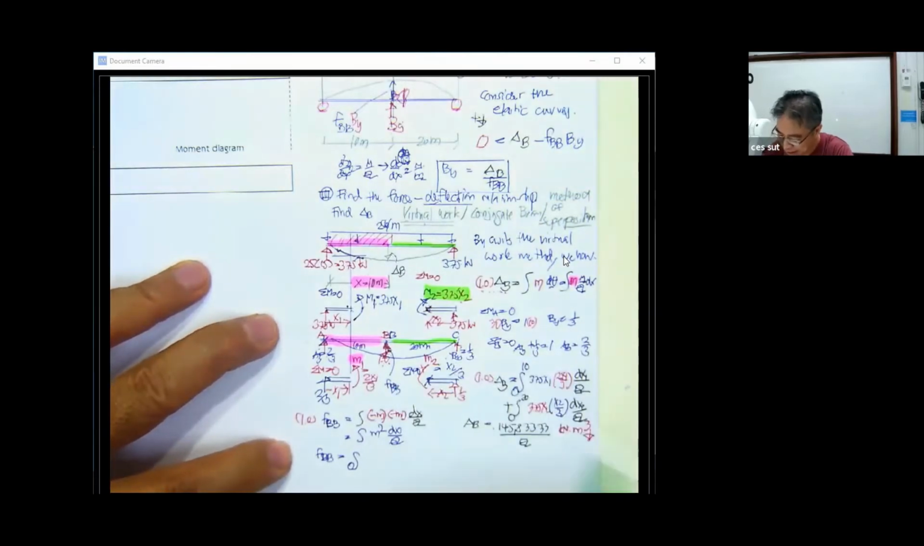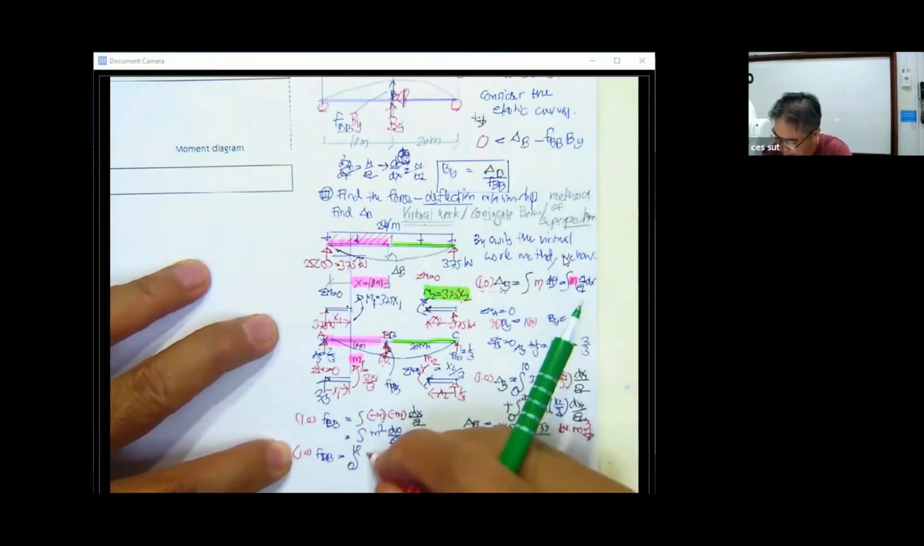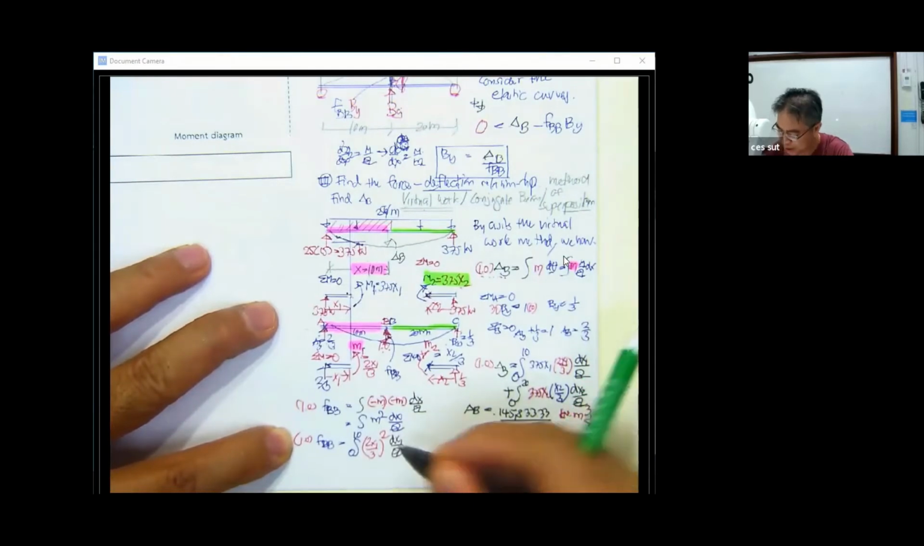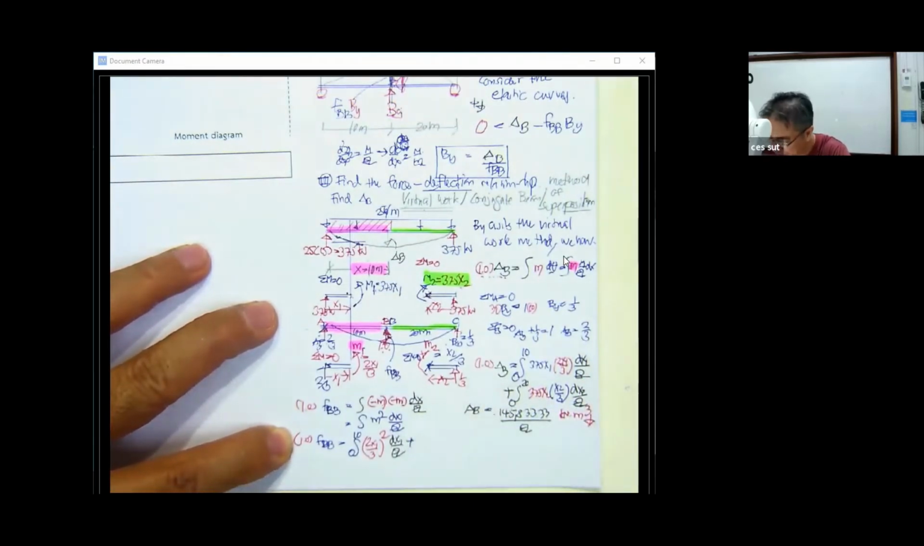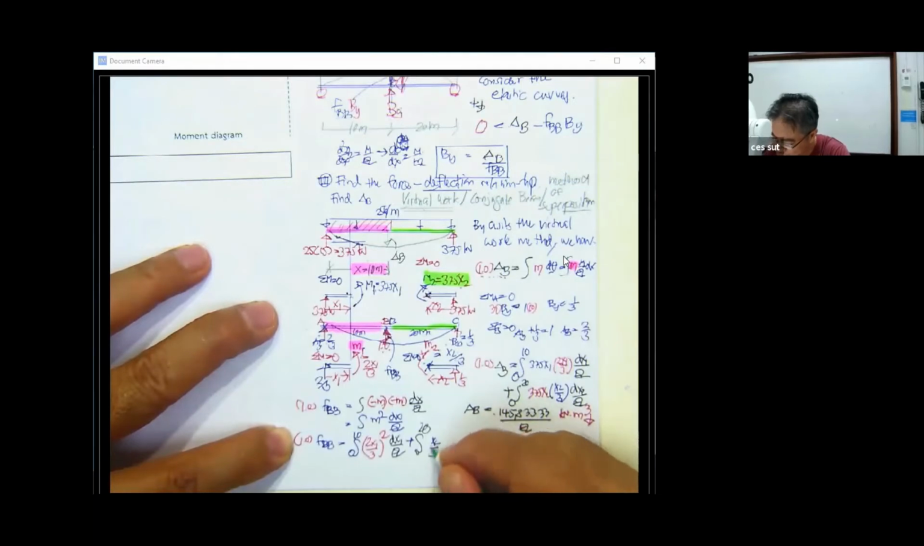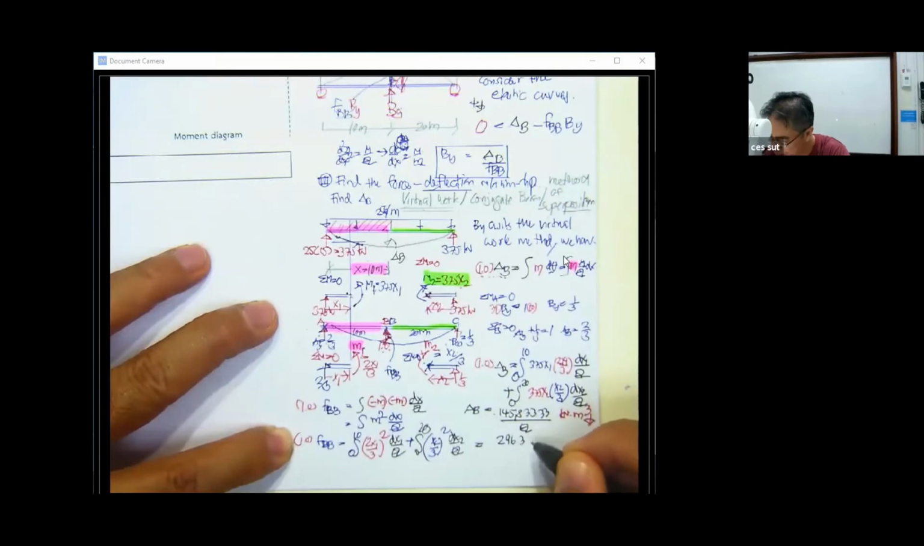Then the 1.0 f sub BB will be the integration from 0 to 10 of the first term, dx1 over EI, plus the second part, which is m2, the integration from 0 to 20 of x2 over 3 squared, x2 over 3 squared dx2 over EI. After doing the integration, you get 26.3 divided by EI.